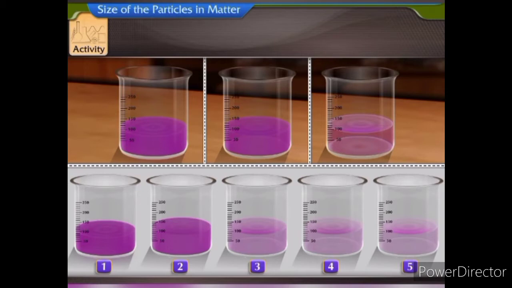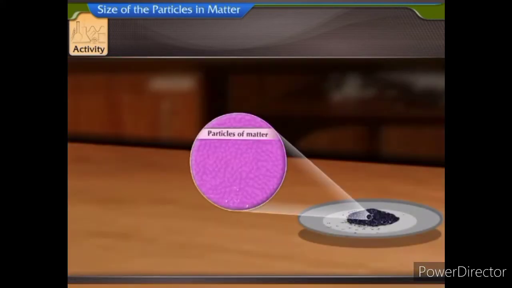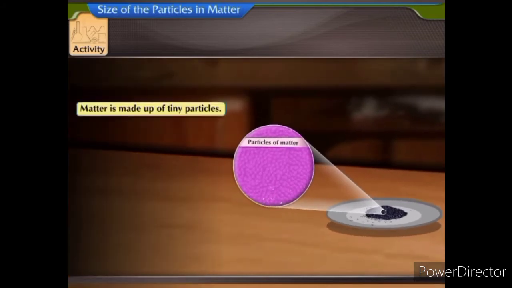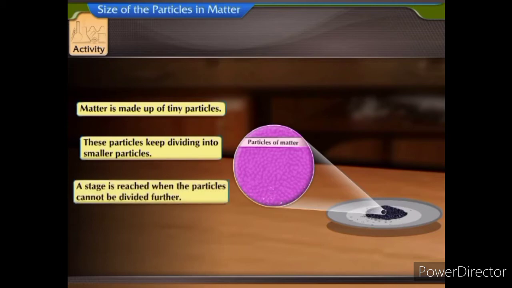Is the water still colored in the last dilution you have prepared? Yes, although the color of water is pale purple, the color is still visible. This activity shows that there must be millions of tiny particles of potassium permanganate in just one crystal, which keep on dividing into smaller and still smaller particles. This activity proves that matter is made up of tiny particles. These particles keep dividing into smaller particles. Ultimately, a stage is reached when the particles cannot be divided further.